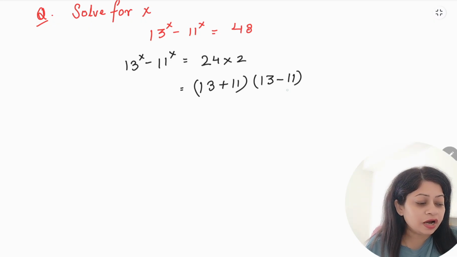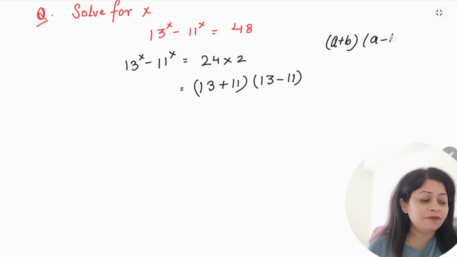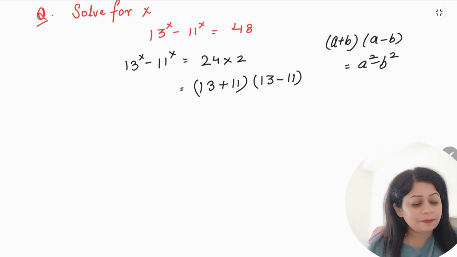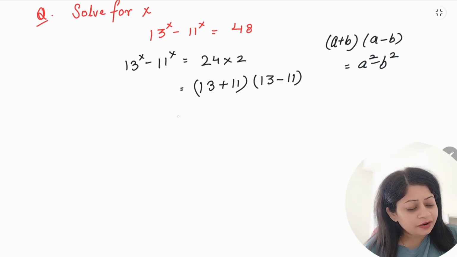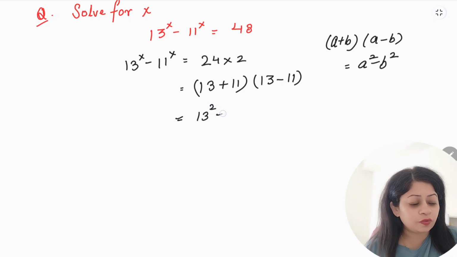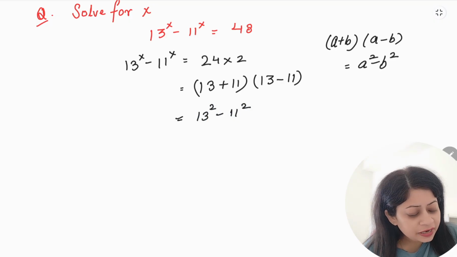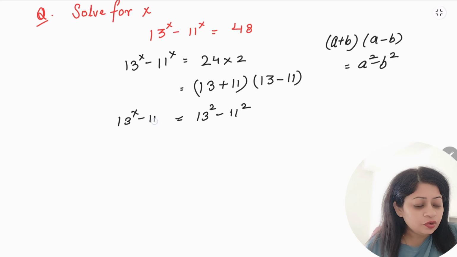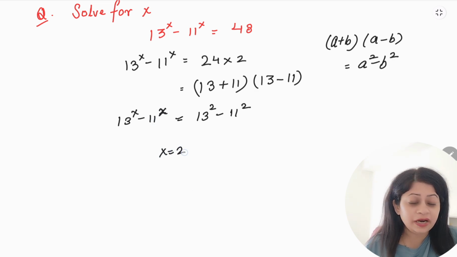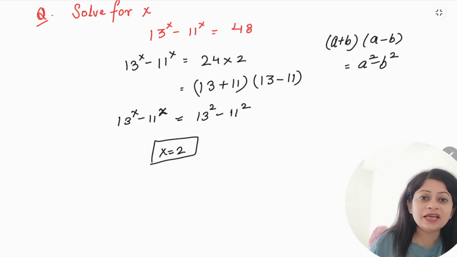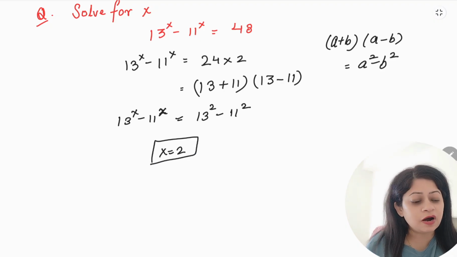Now we know the formula that a plus b multiplied by a minus b gives us a square minus b square. This is an algebraic identity, right? So instead of this, we can write it as 13 square minus 11 square. Now, if you look at the left hand side and right hand side, you can easily compare that x is equal to 2, right? So just by looking at the equation, if we know how to observe, how to check the pattern, we can come up to a conclusion, right?